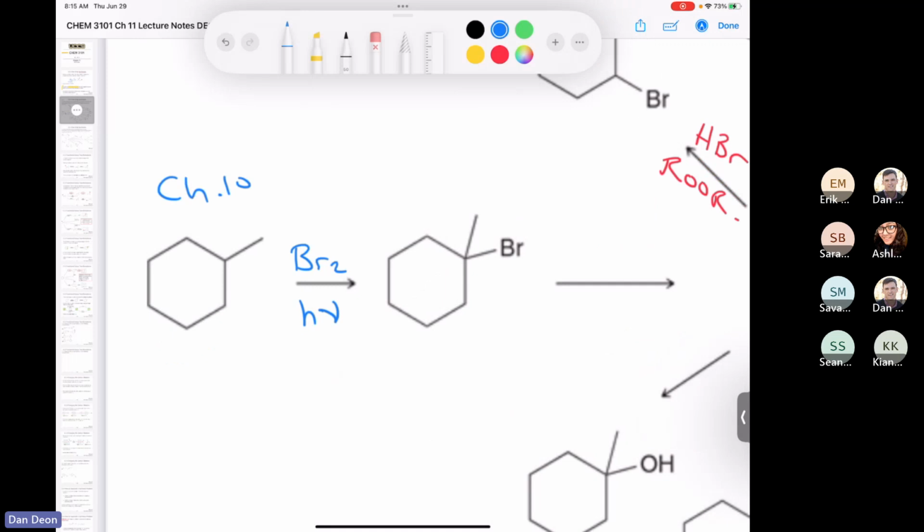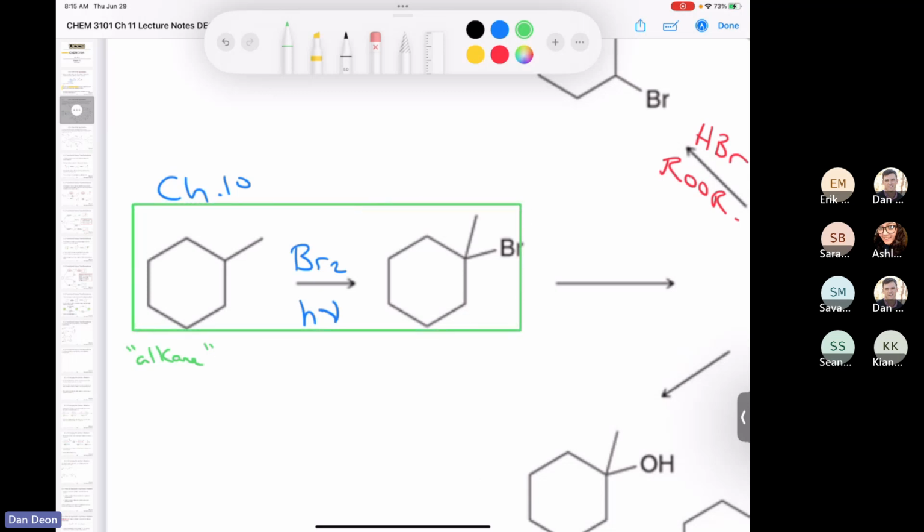The only option you have when you're starting out with an alkane, now this is a cycloalkane, but I'll just put alkane here in quotations. The only possibility you have is to do a halogenation. That is it. There is nothing else you can do but a halogenation when you're given an alkane.